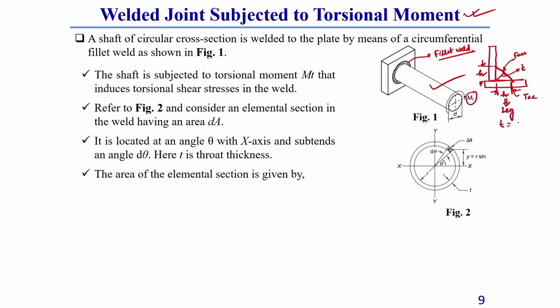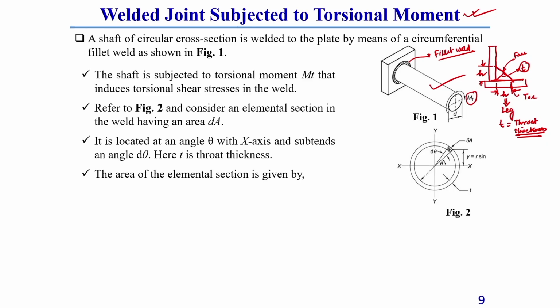So, T is called the throat thickness. Generally this throat thickness surface is the weakest zone of this fillet weld. Most of the failure mainly occurs in this weakest zone, you should keep this in mind. Generally there is a relationship between throat thickness and leg length. The dimension of a fillet weld is considered as its leg length.